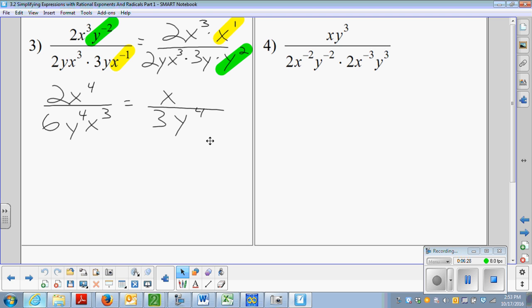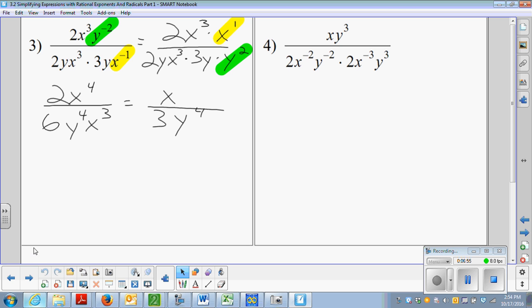Okay, so remember, it's important to take it step by step. You want to deal with your negative exponents. Then you want to simplify the numerator and the denominator by multiplying. And then you want to go ahead and simplify your fraction and subtract your exponents by dividing.